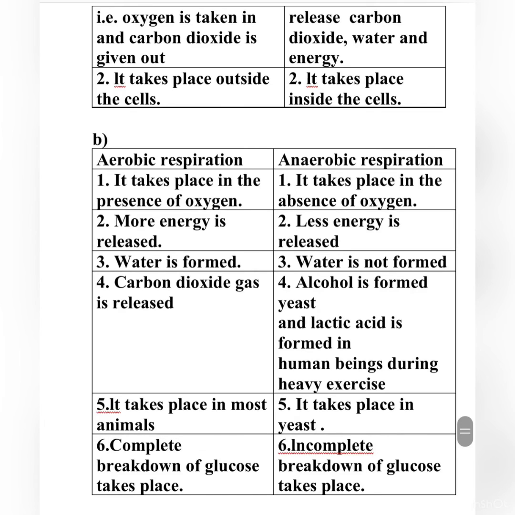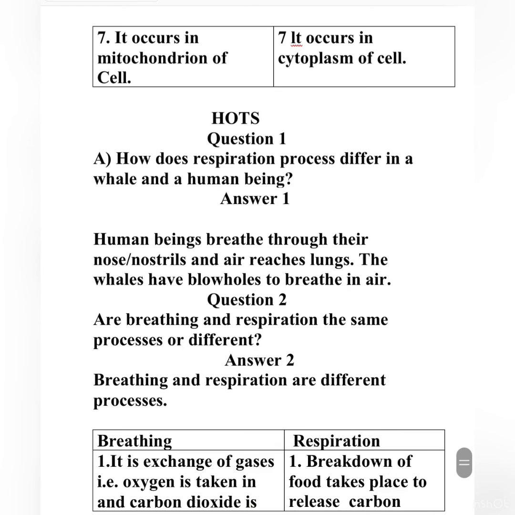In aerobic respiration, carbon dioxide gas is formed, and in anaerobic respiration, alcohol is formed in yeast, and lactic acid is formed in human beings. In aerobic respiration, complete breakdown of glucose takes place, and in anaerobic respiration, incomplete breakdown of glucose takes place. It means the glucose is not completely oxidized. Aerobic respiration takes place in the mitochondria of the cells, and anaerobic respiration takes place in the cytoplasm of the cell.